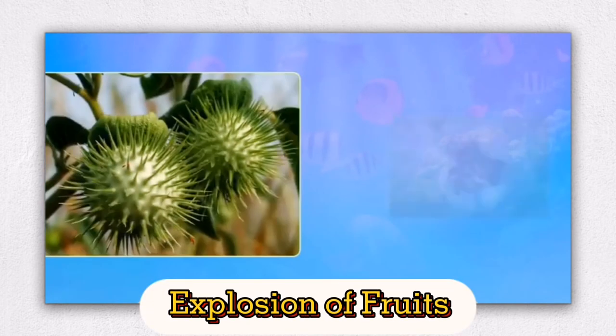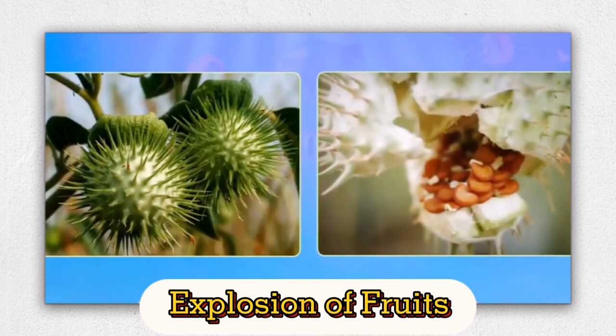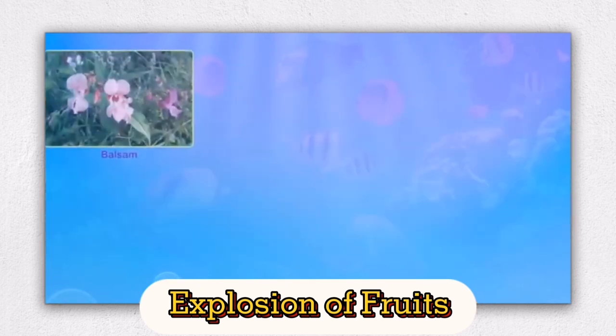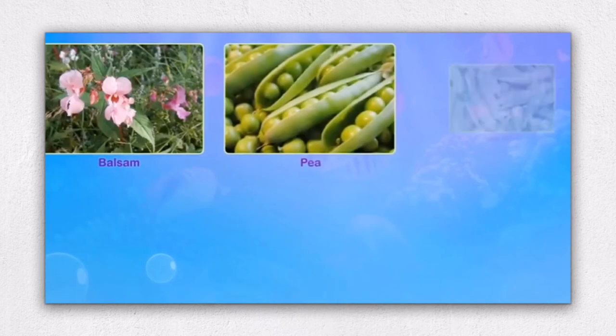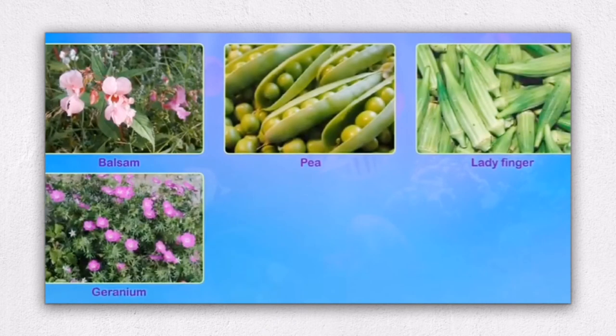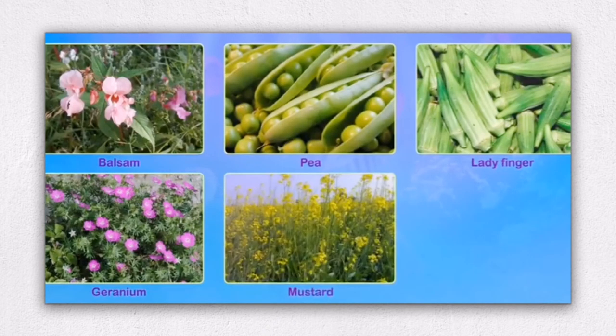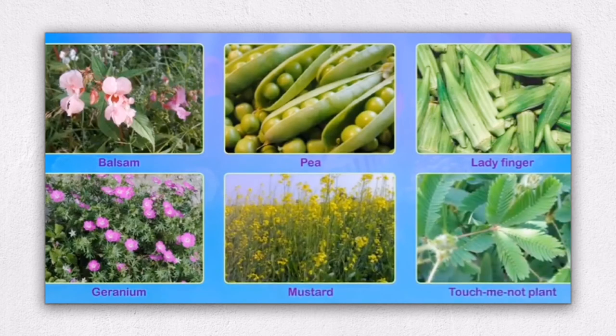Explosion of fruits. Some fruits burst open on ripening and scatter their seeds. Balsam, pea, ladyfinger, geranium, mustard, and touch-me-not plants disperse their seeds in this way.